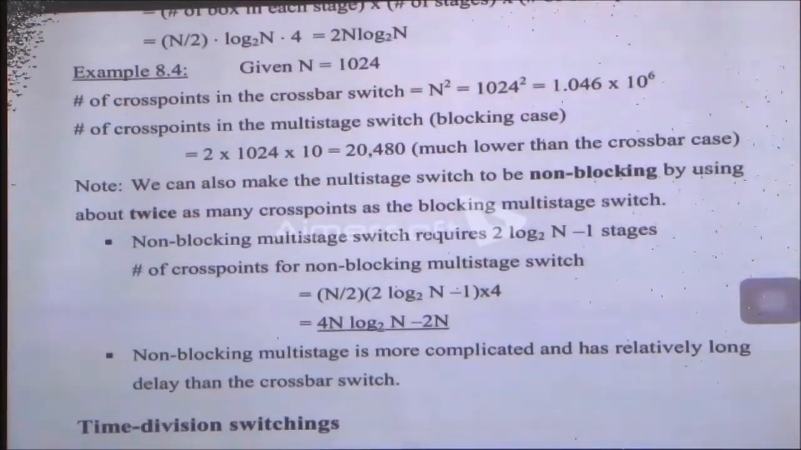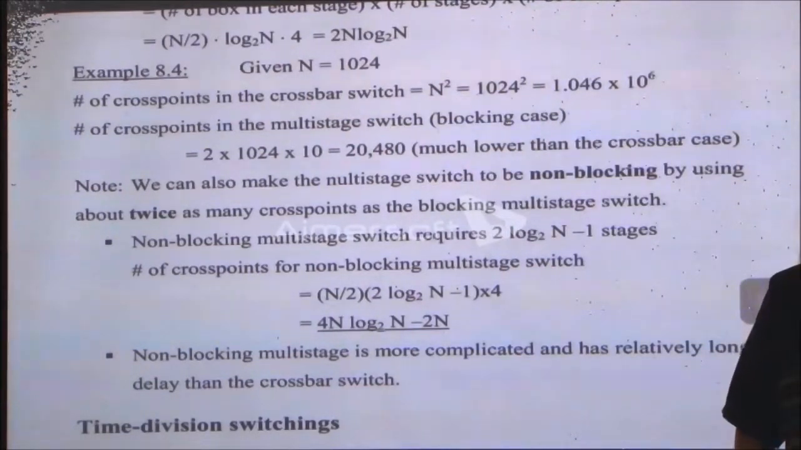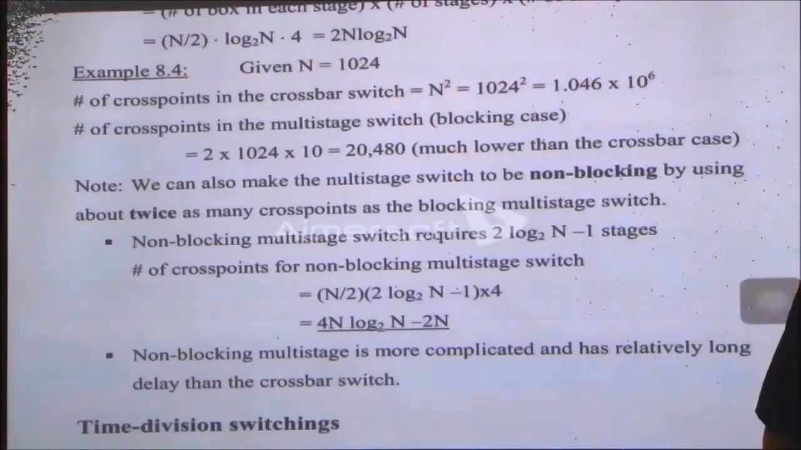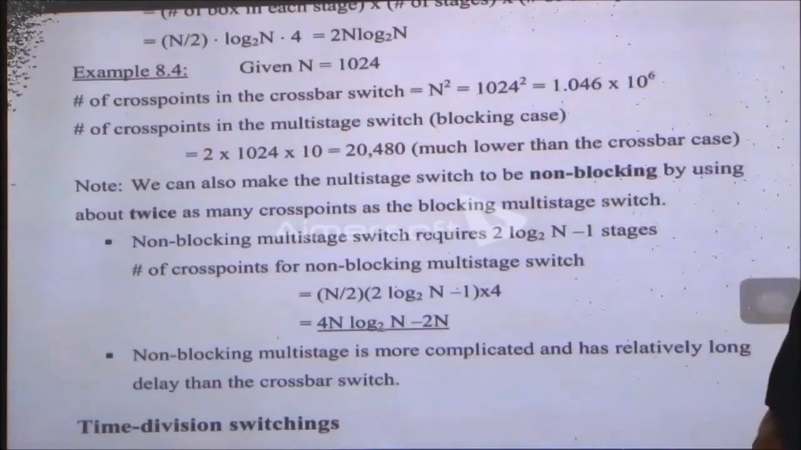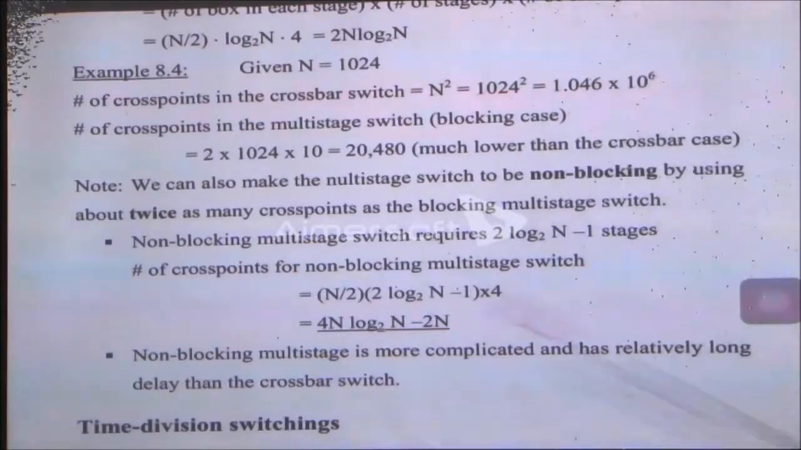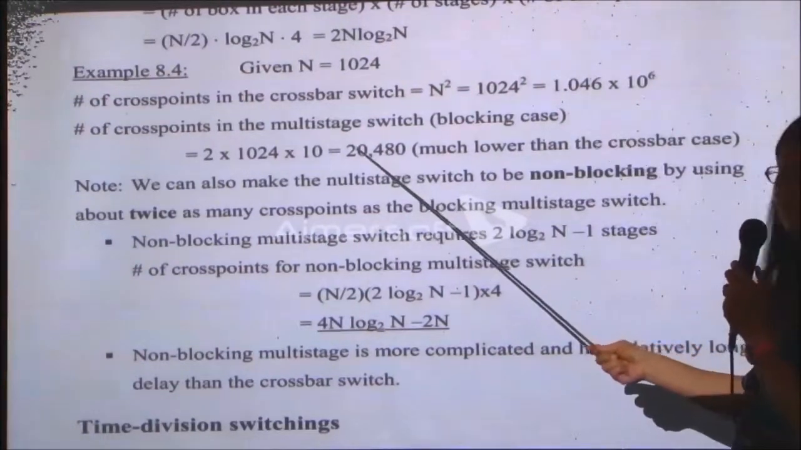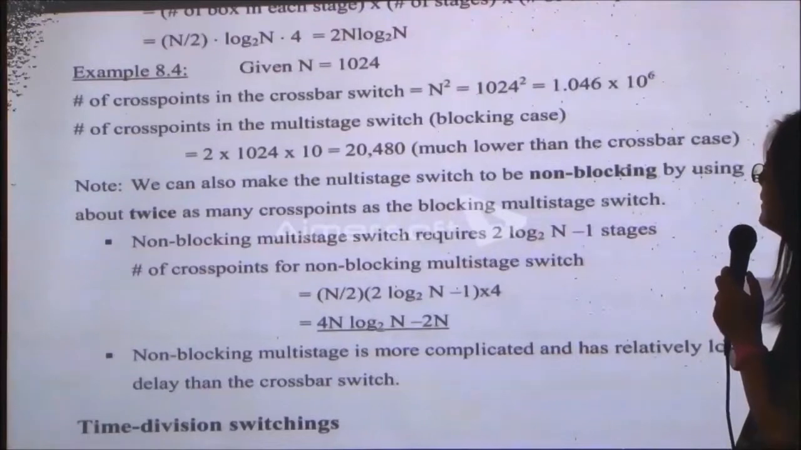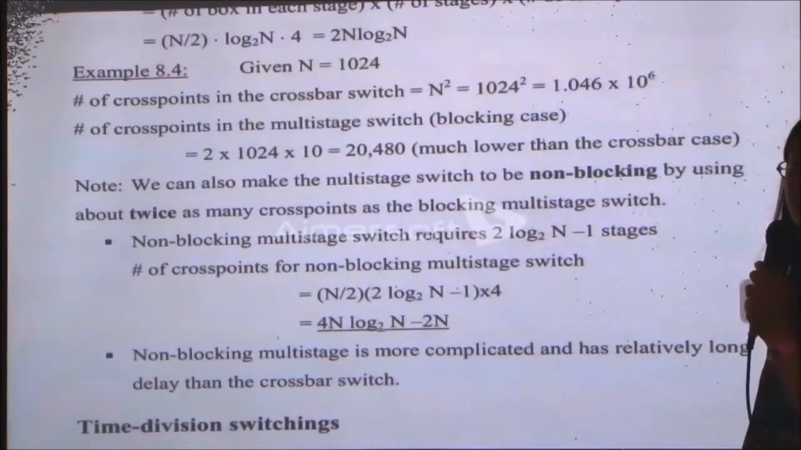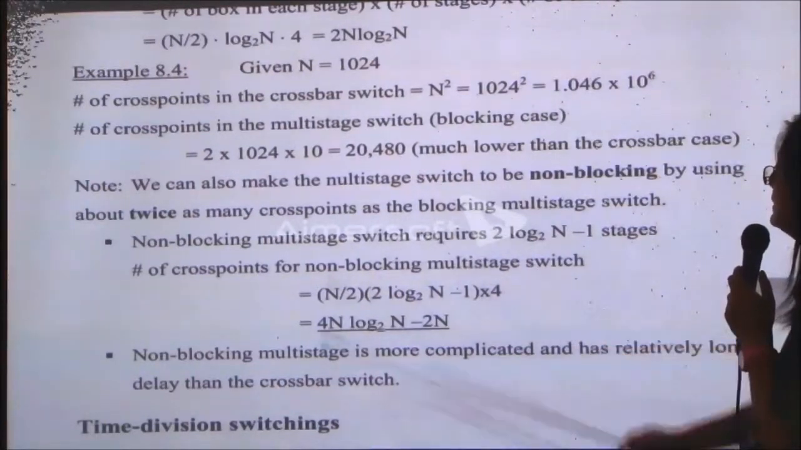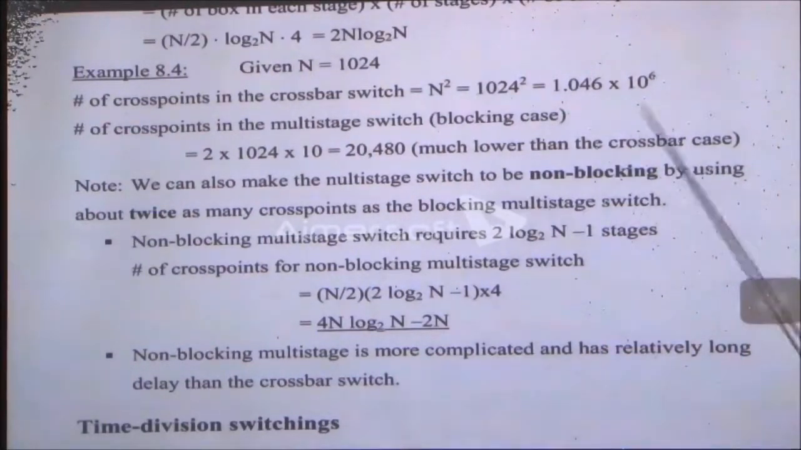Now, if n is equal to 1024 and you use a crossbar switch, this is a nightmare. It comes to 1,000,000 something cross points, because if you have n equal to 1024 inputs, you have to square it to get the crossbar. So you have about 1,000,000 cross points. But if you use a multi-stage switch, you would have about 20,000 cross points, which is much lower than in the crossbar case.